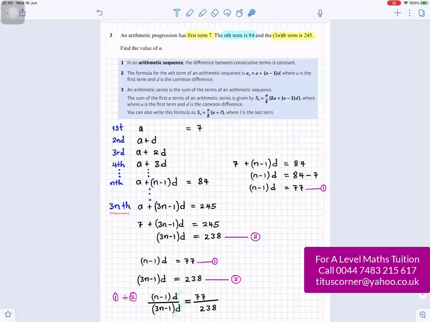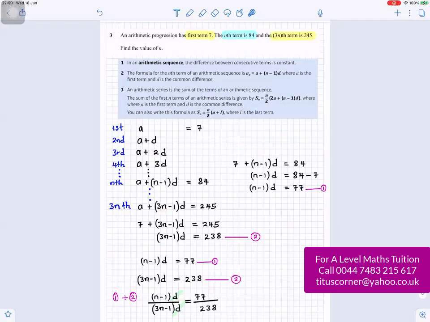The 3nth term is a plus (3n minus 1)d. Be very careful you put the 3n because it's the 3nth term. A plus (3n minus 1)d equals 245. Here is the nth term, we put n there. Here is the 3nth term.